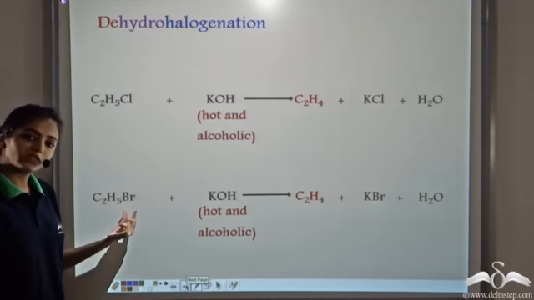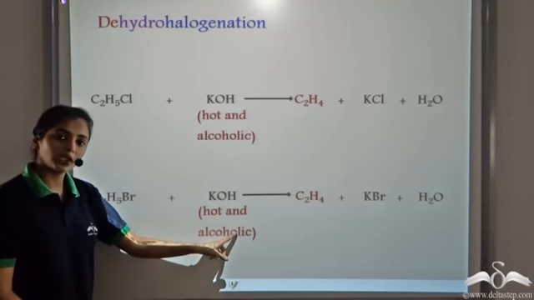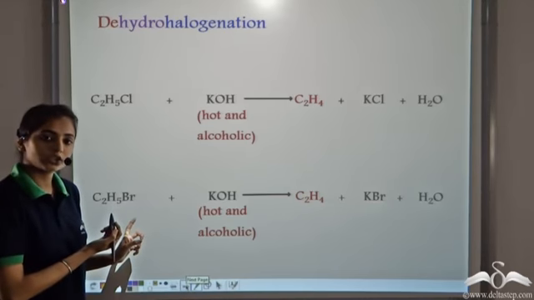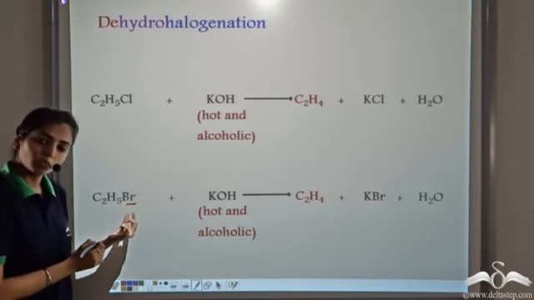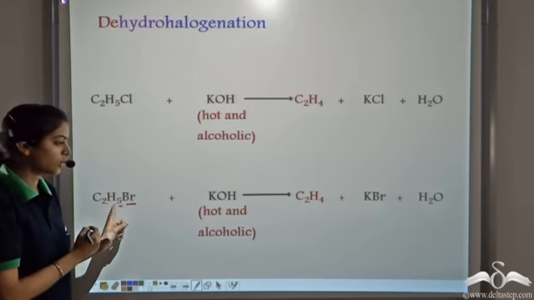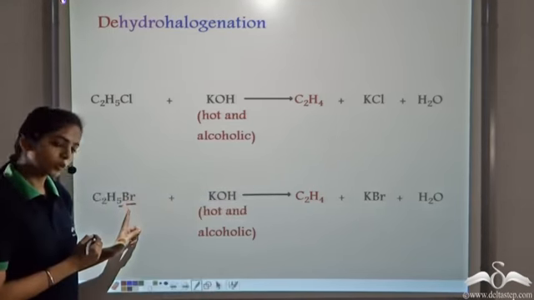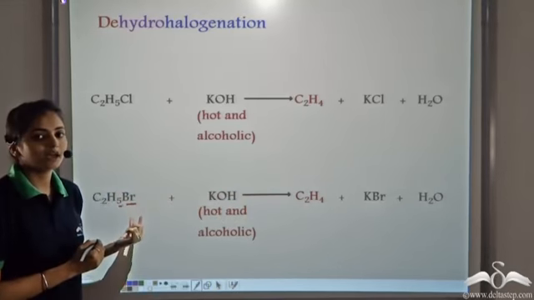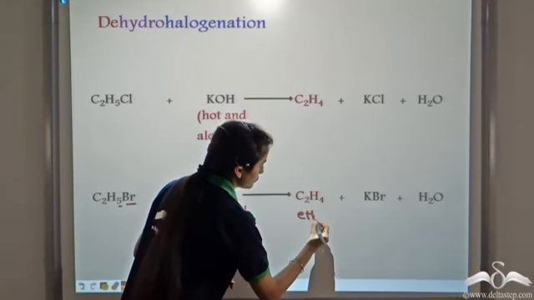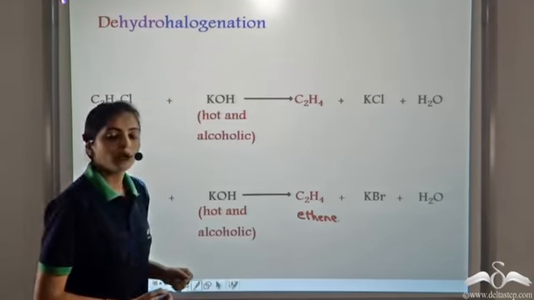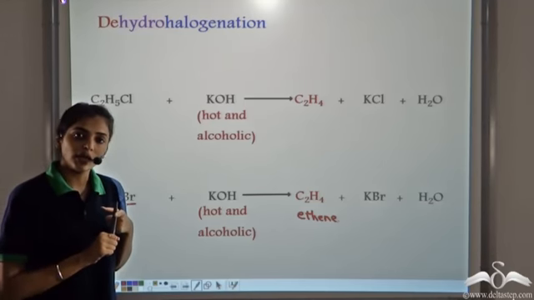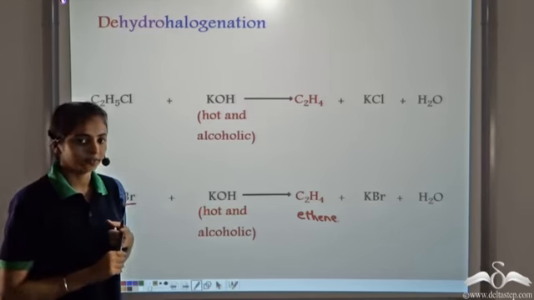So, when we use C2H5Br and hot and alcoholic KOH, since we are using the same process, that is dehydrohalogenation, bromine, the halogen in this case, and one hydrogen atom are removed. So, hydrogen goes and forms water, bromine goes and forms KBr, and we are left with C2H4. That is the gas released, which is ethene. So, by using dehydrohalogenation, that is by the removal of hydrogen and halogen, we can form an alkene.